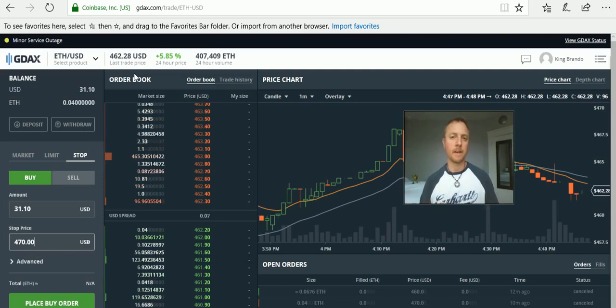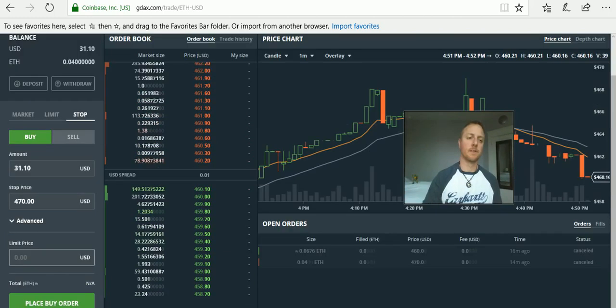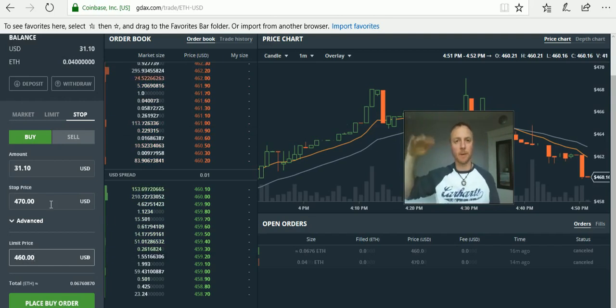Now there is one last feature that I'm going to show you, and that is the advanced feature here. So now you have a limit price option that you can fill in. So if it gets down to $4.60, it'll buy down there, no fees. If it gets up to $4.70 at your stop price, it will buy, you will get fees.